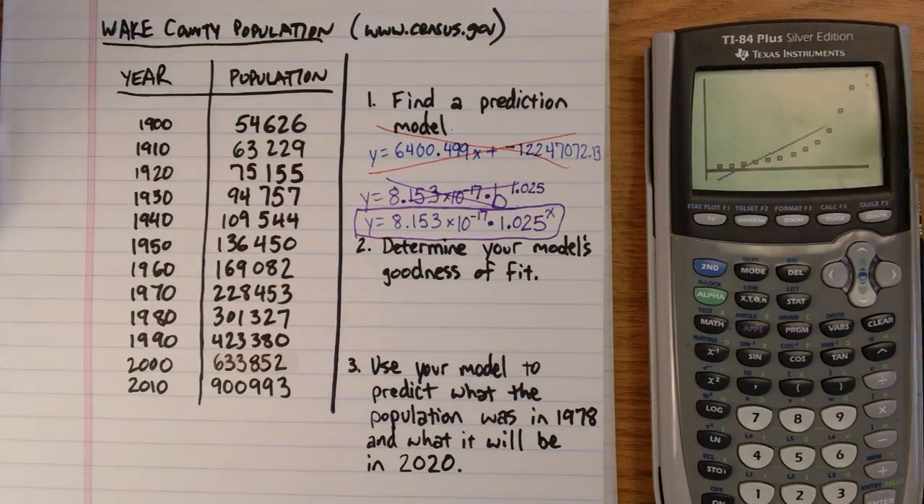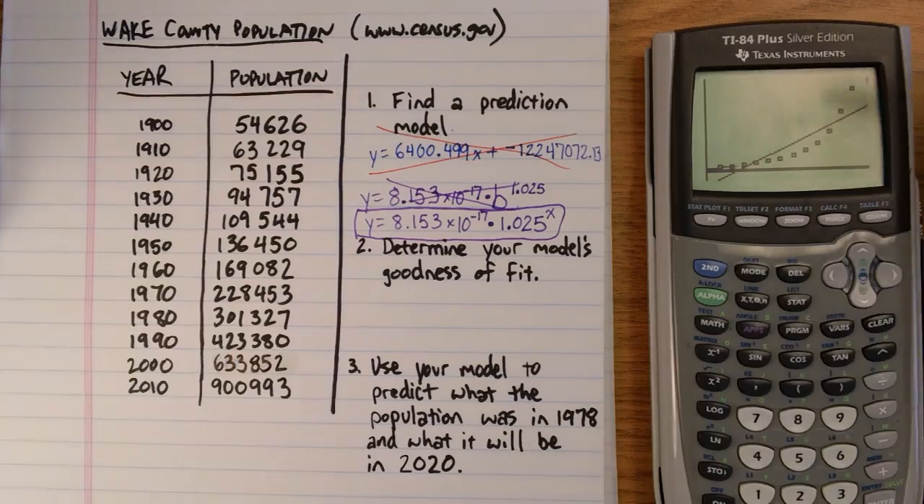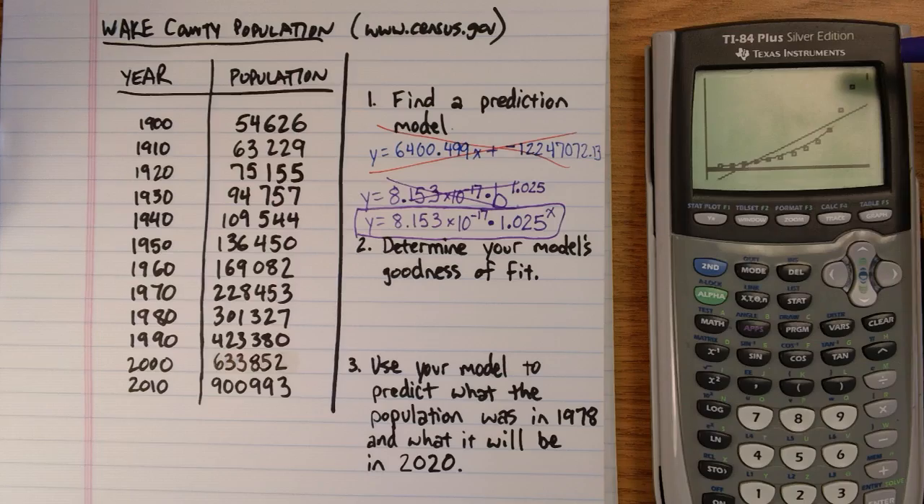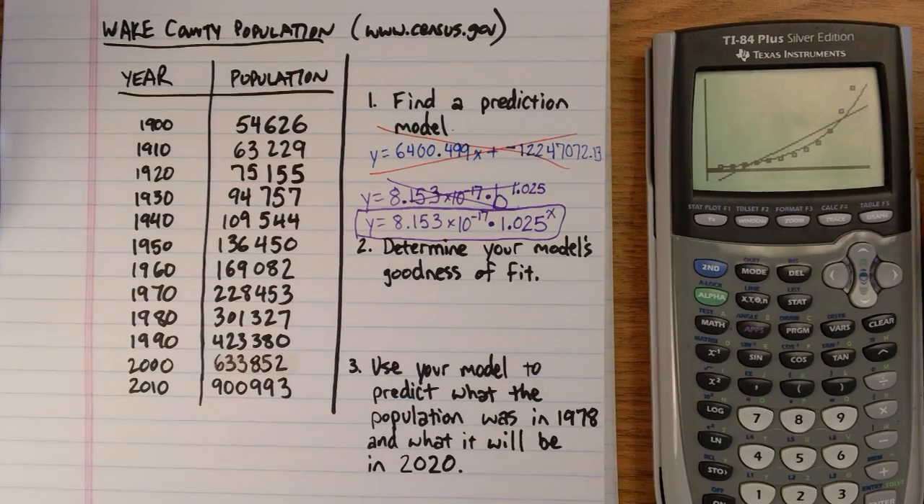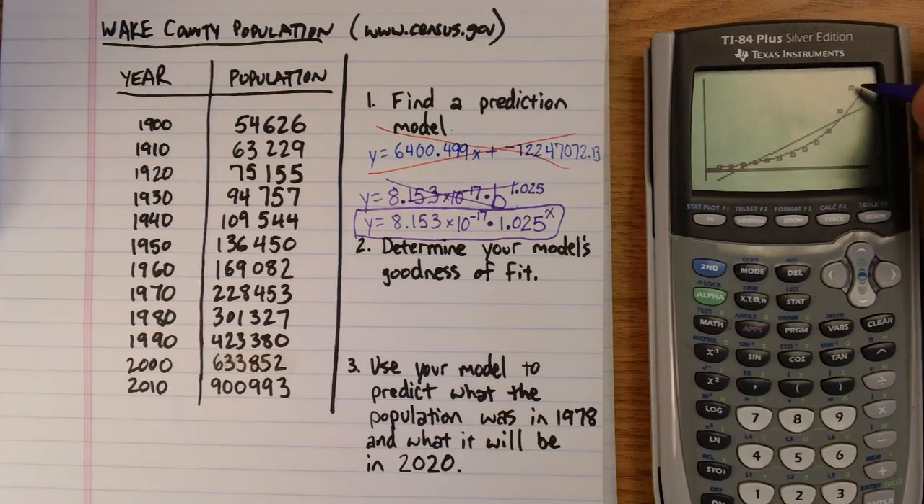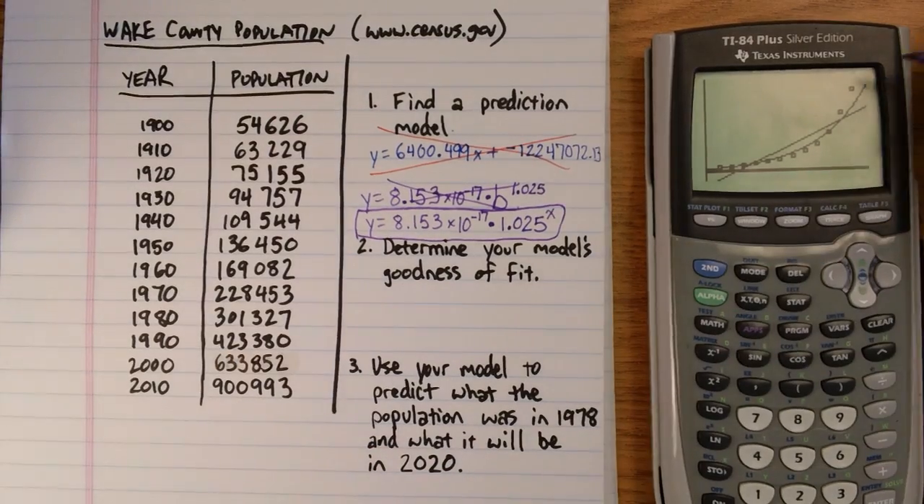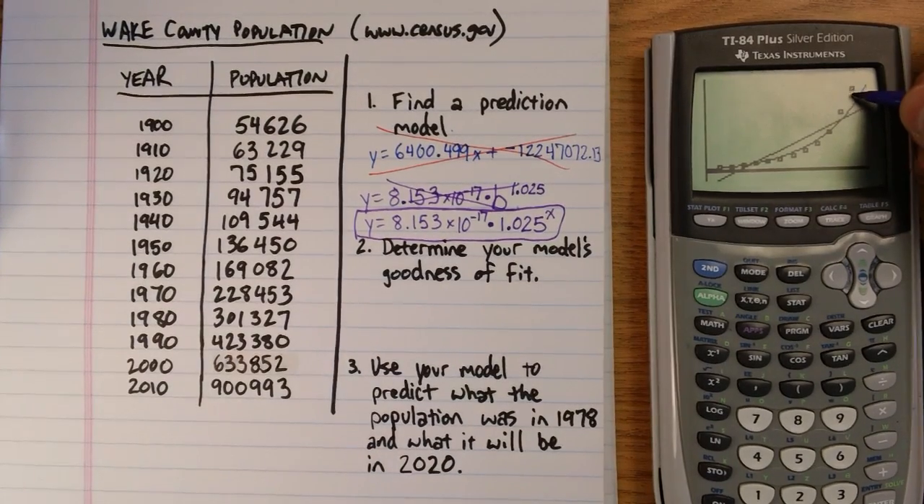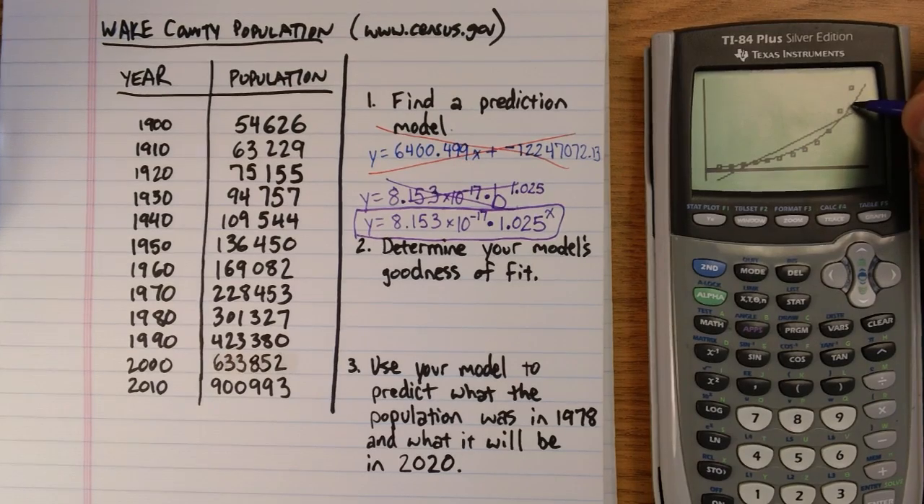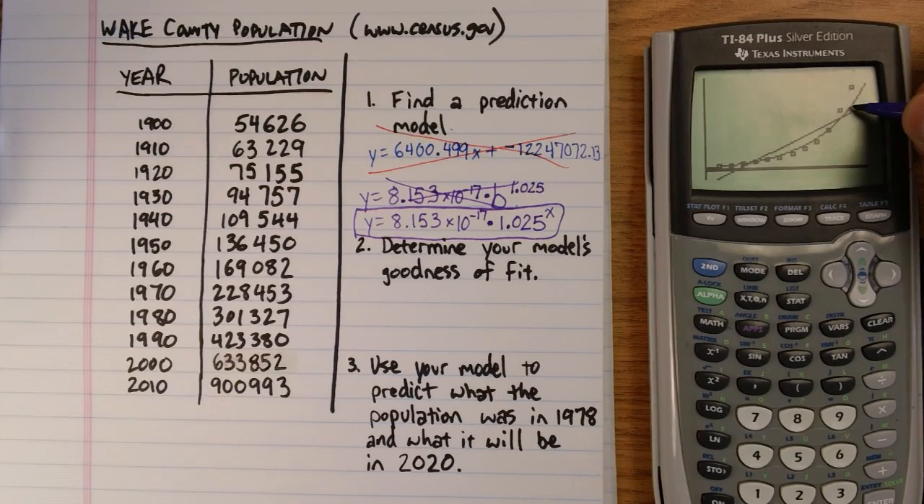Okay, so what we mean when we say residual is the difference of a predicted piece of data from the actual piece of data. So if we're looking at this last point here, we've got an actual data point for 2010, which was 900,000 and some change. The difference between that point vertically and the same x coordinate put into our function, whatever that y value is, is our residual for that x coordinate.